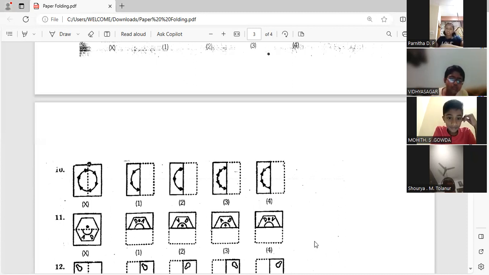Shaurya, what is the answer for the 11th one? Second one. Why, Shaurya? Because the letter will be opposite. Ma'am, that will become ulta. And the dot will go in the middle of that semicircle. Yes, ma'am. Okay, correct. Thank you.